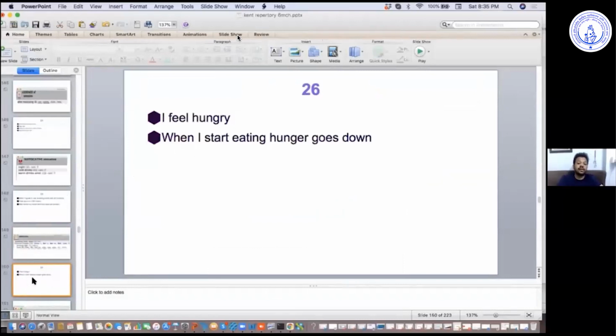I feel very hungry, but as soon as I start eating food, as soon as I just start eating food, my hunger goes away. Batao. Tell me, how do we analyze this? Kholo, open Kent. Come on.